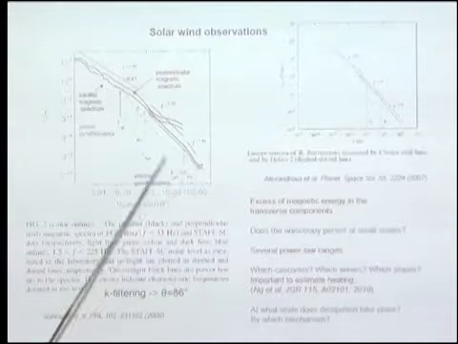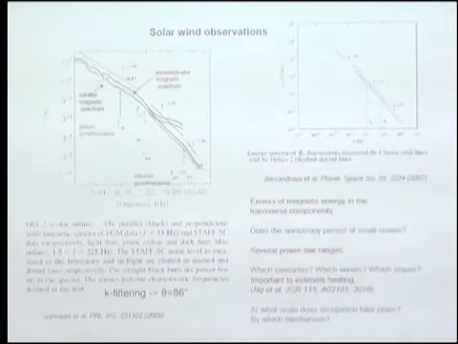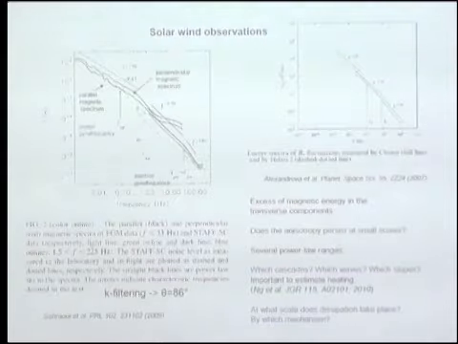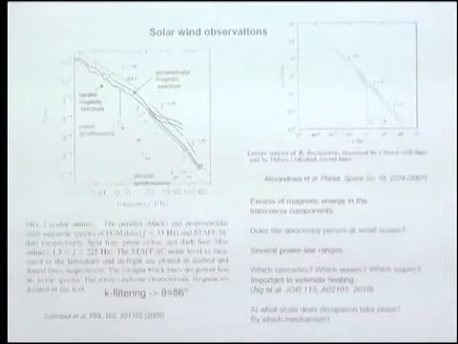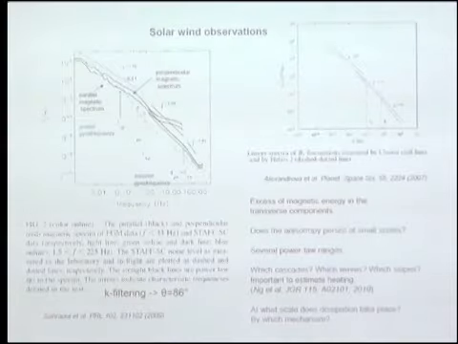And there, of course, we lack some data to confirm what happens. And which kind of cascades, which kind of waves, which kind of slopes, are important to estimate the heating. And finally, at what scale does the cascade terminate and actually dissipate energy?